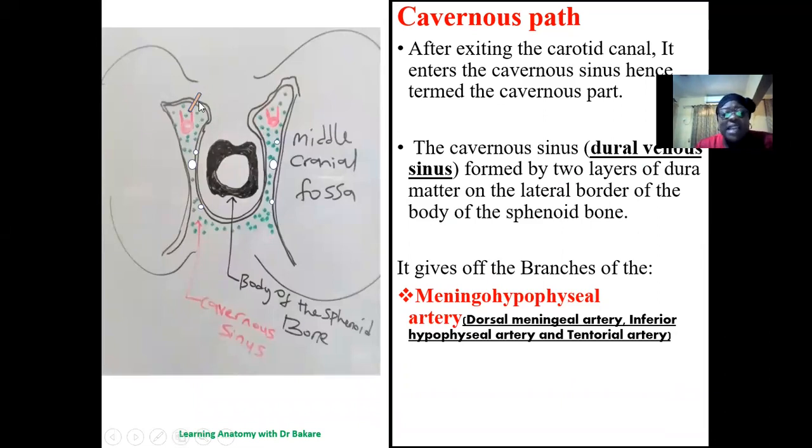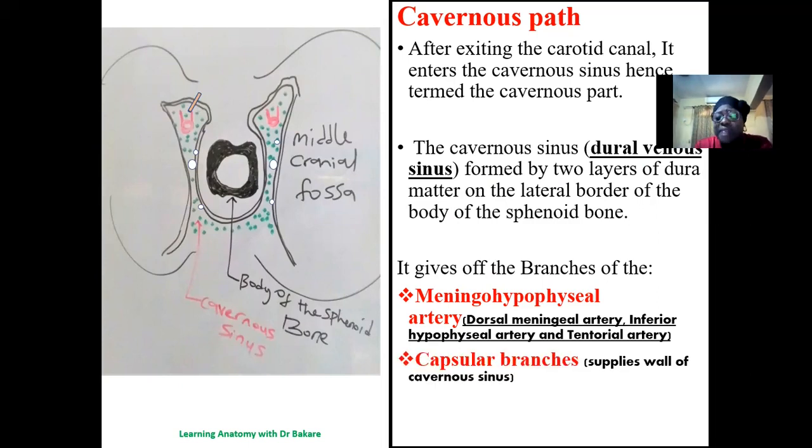The dorsal meningeal artery supplies the meninges, specifically the dura mater around the posterior part, so it goes towards the back region. And the inferior hypophyseal artery supplies the pituitary gland, and we have the tentorial artery also as a branch of the meningohypophyseal artery. We have a second branch, that's the capsular branches. These capsular branches are also a sub-branch of the internal carotid within the cavernous sinus. What they supply is the wall of the cavernous sinus, so they give arterial supply to the walls of the cavernous sinus.